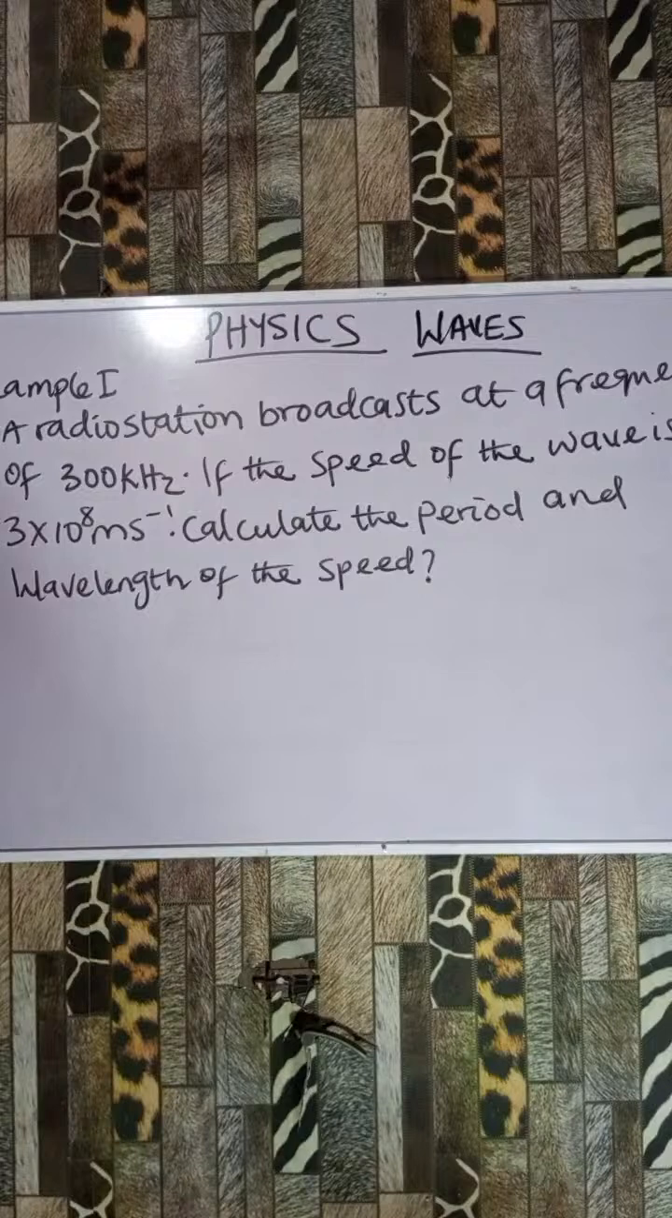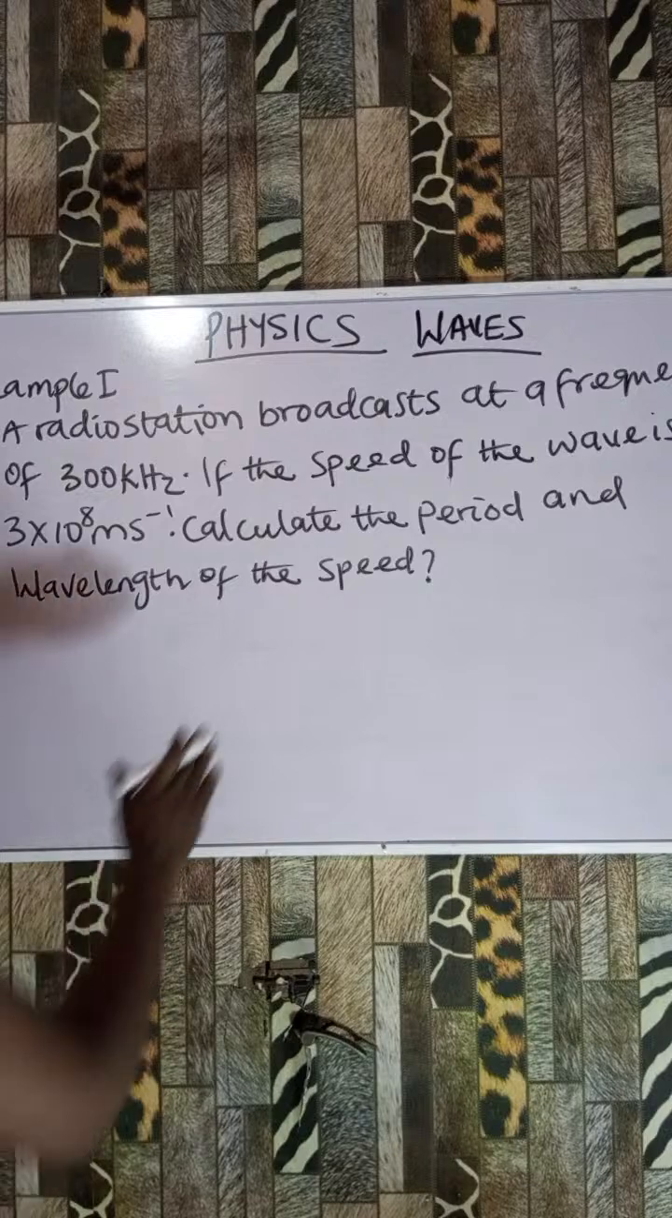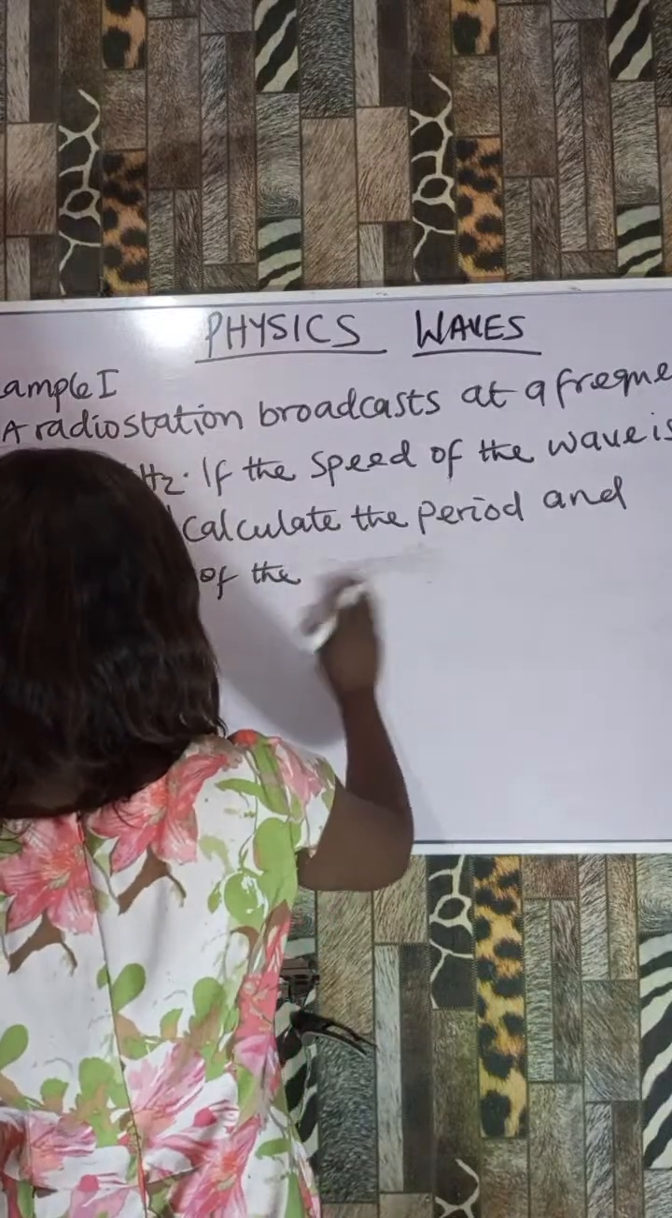All right, let's solve. A radio station broadcasts at a frequency of 300 kilohertz. If the speed of the wave is 3 times 10 raised to the power 8 meters per second, calculate the period and wavelength of the wave.